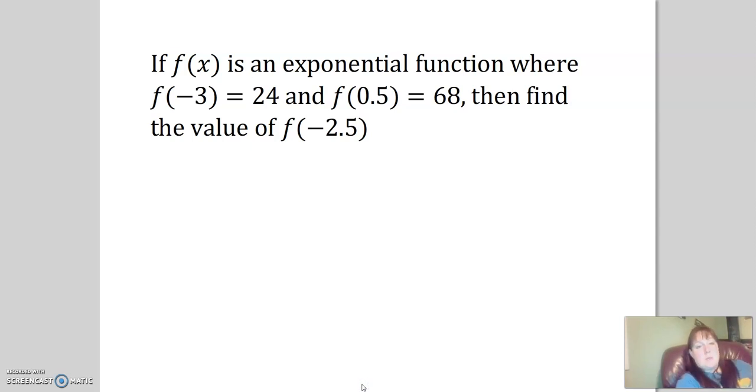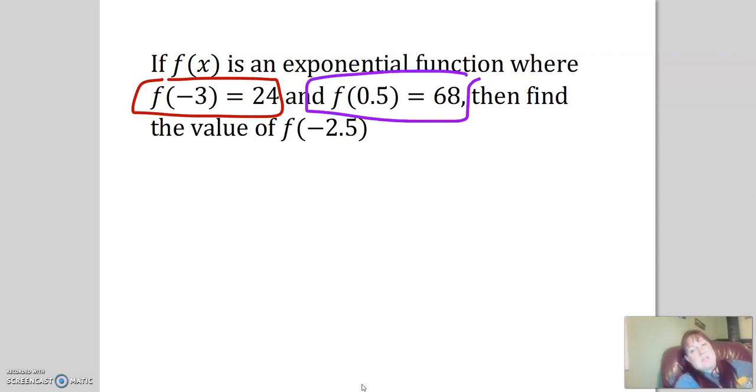All right, let's practice just a couple more. So we have this exponential function, and we know it goes through the point -3, 24, and it also goes through the point 1/2, 68. Okay, and so we need to find it when x equals -2.5. So first thing we do is we write the standard form of an exponential function, and then we plug in what we know. We have two different equations that we know are true.